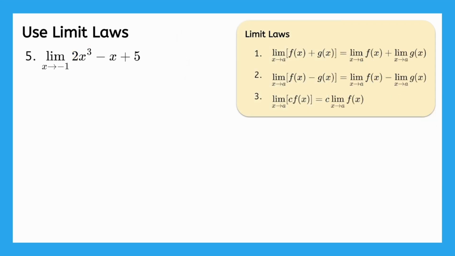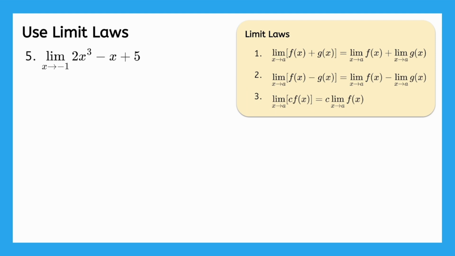Here are the first 3. The first 2, the sum and difference laws, are closely related. The sum law says that the limit of a sum is the same as the sum of the limits, as long as x approaches the same value a. And the difference law says that the limit of a difference is equal to the difference of the limits. These first 2 laws tell us that we can break limits apart across addition or subtraction. The constant multiple law tells us that when an expression is multiplied by a constant, we can first find the limit of the expression, then multiply that result by the constant.